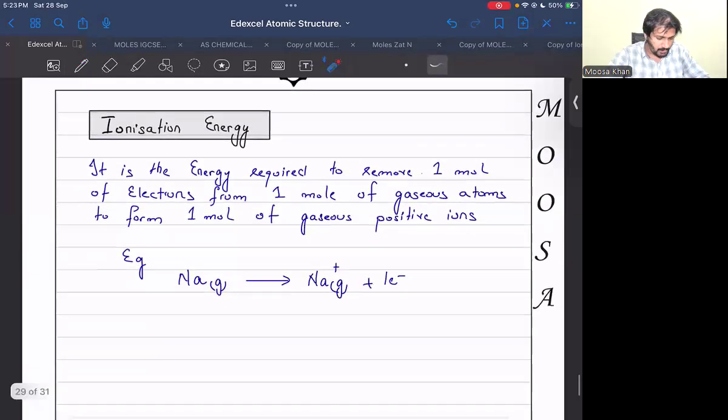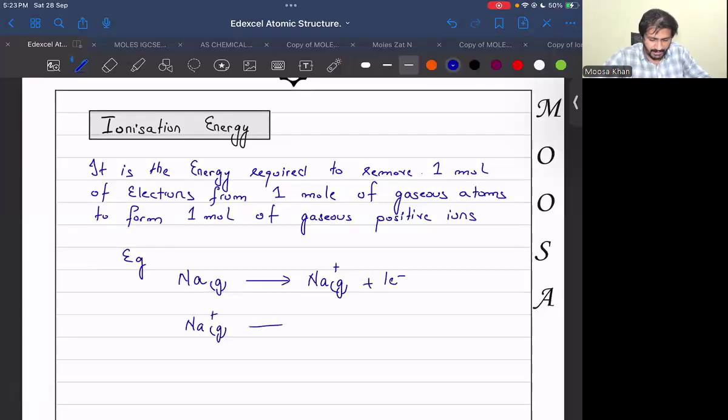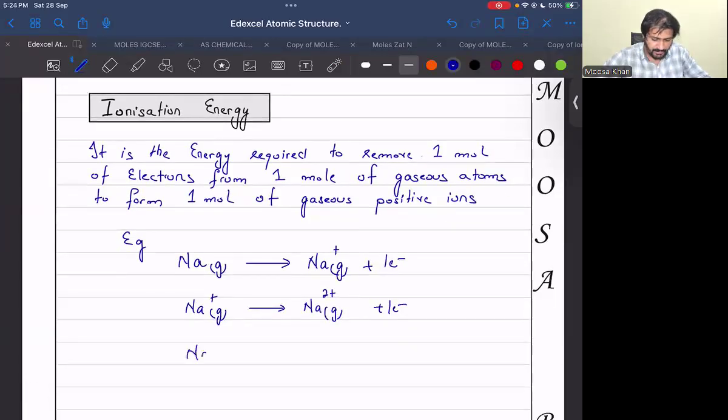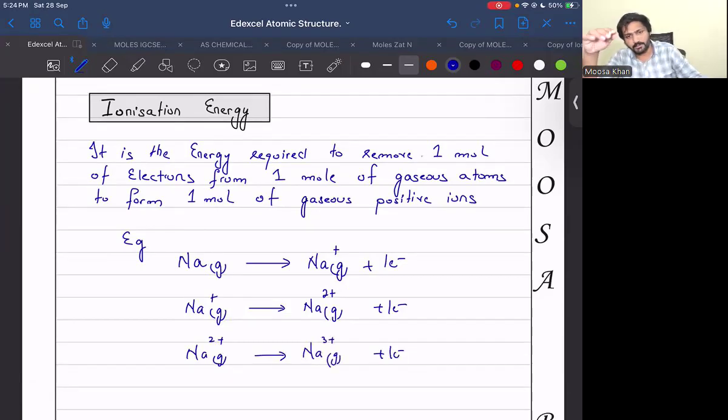Right? So if we just keep on heating it, now what will happen? Once the gaseous sodium atom is formed, if we keep on heating it, another 1 mole of electron will be removed and it will form Na2+ gaseous ion. But if we just keep on heating it further, what will happen? Another 1 mole of electron will be lost. And we will get Na3+ gaseous ion. And this will keep on happening until we have removed all the electrons from the sodium atom. And the sodium atom will be finally left with its nucleus only.